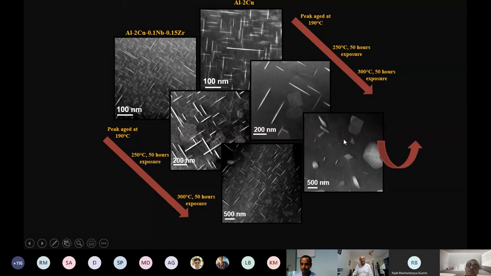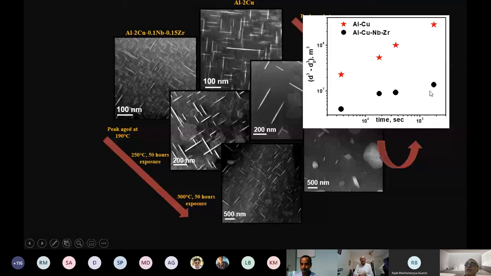And this is the coarsening rate. When I have zirconium and niobium, it doesn't coarsen. It coarsens very little. I will not say it doesn't. But in other alloys, it coarsens very rapidly.